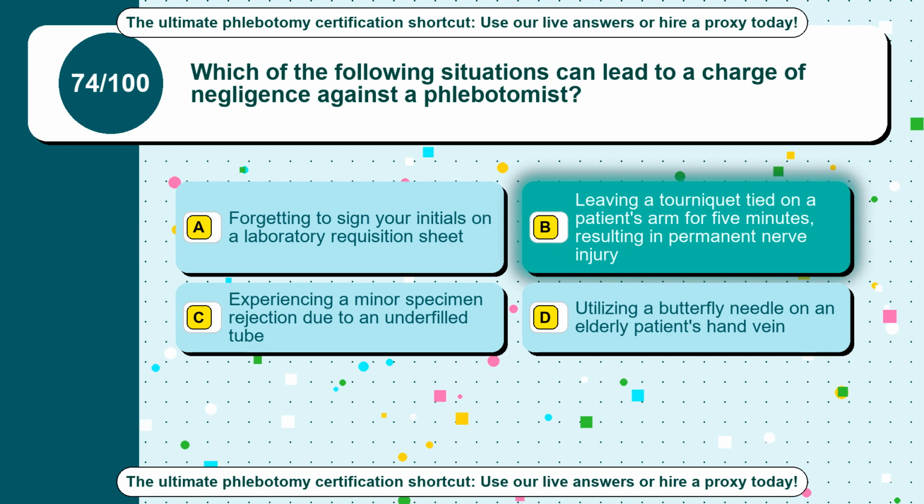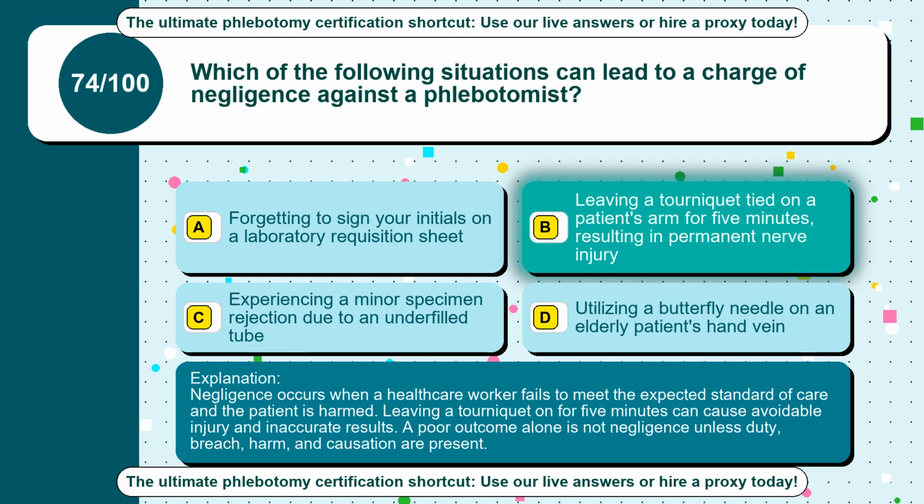Leaving a tourniquet tied on a patient's arm for 5 minutes, resulting in permanent nerve injury. Negligence occurs when a healthcare worker fails to meet the expected standard of care and the patient is harmed. Leaving a tourniquet on for 5 minutes can cause avoidable injury and inaccurate results. A poor outcome alone is not negligence unless duty, breach, harm, and causation are present.